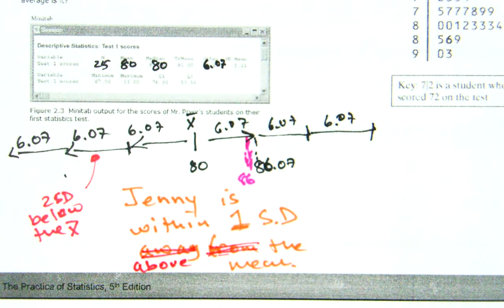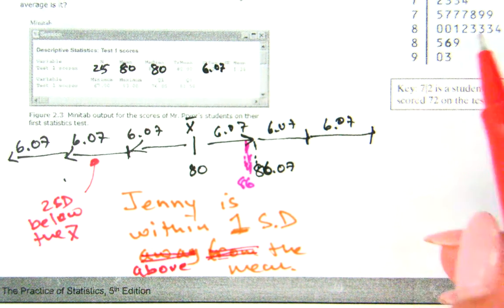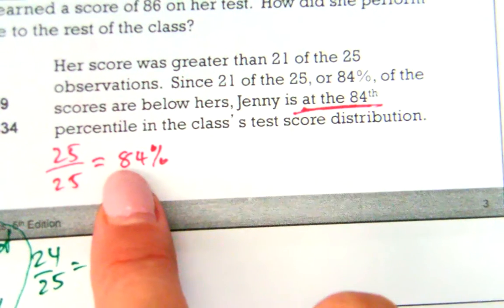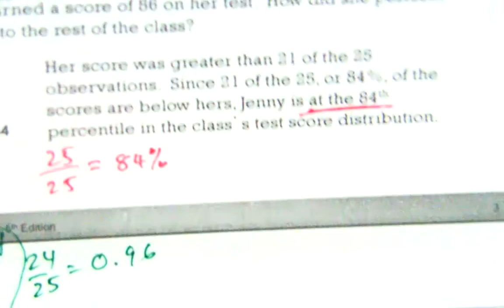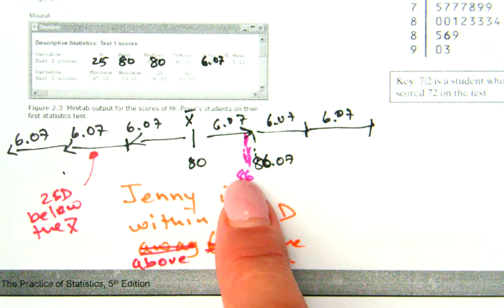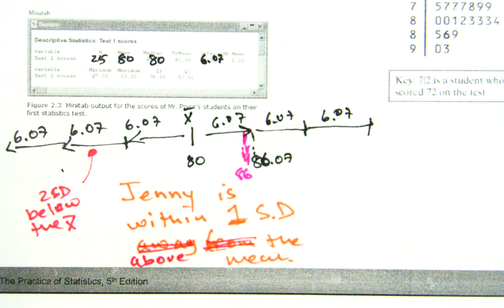Now, why do we want to know that? Well, just like in percentiles, we want to know where we stand with a specific score. If she scored an 86, we know from the previous problem that she was at the 84th percentile, and she is within one standard deviation away from the mean. It's just a different way to describe her location. You have percentiles, and now you're going to have something called a z-score.